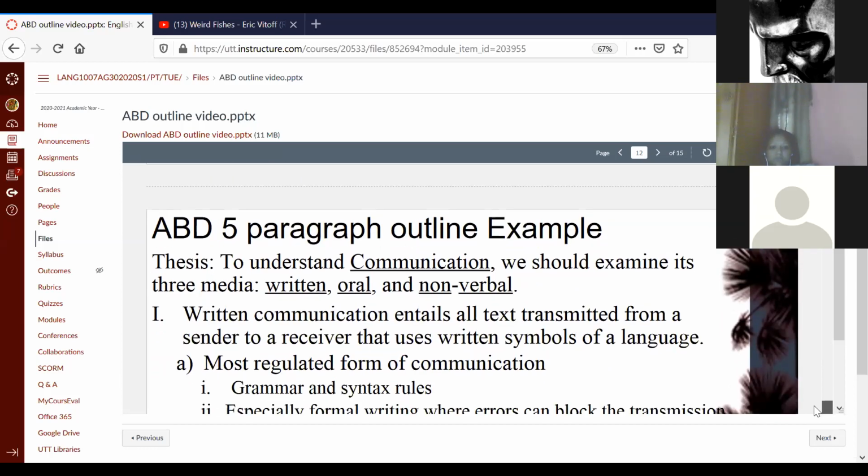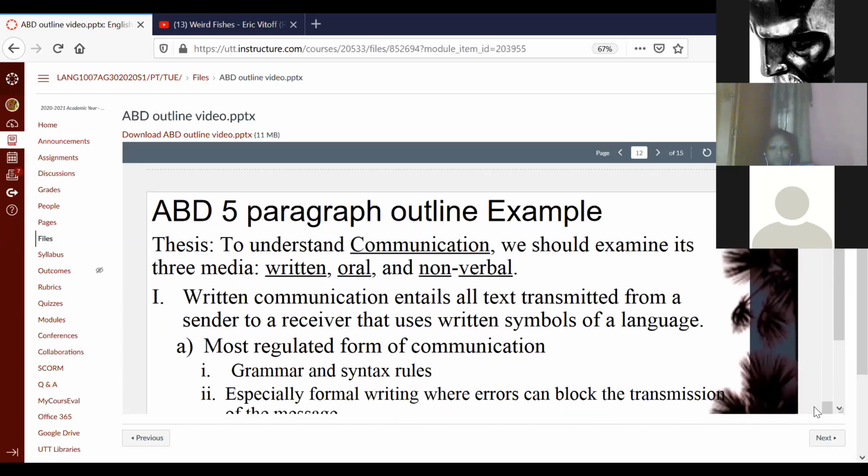So let's look at a concrete example. So we're starting with, to understand communication, we should examine its three media: written, oral, and nonverbal. So the controlling principle here, as we looked at the model of communication, is that communication is a system of sending a message from a sender to a receiver. And we talked about the system going, you pick your medium and then you send your message. So we're looking at how communication works by explaining how it works in the written medium, oral medium, and nonverbal medium.